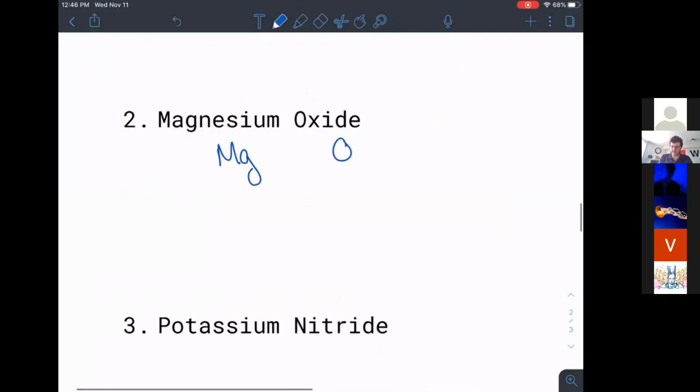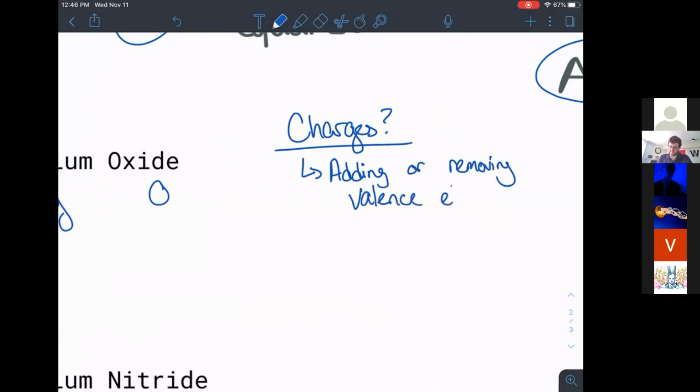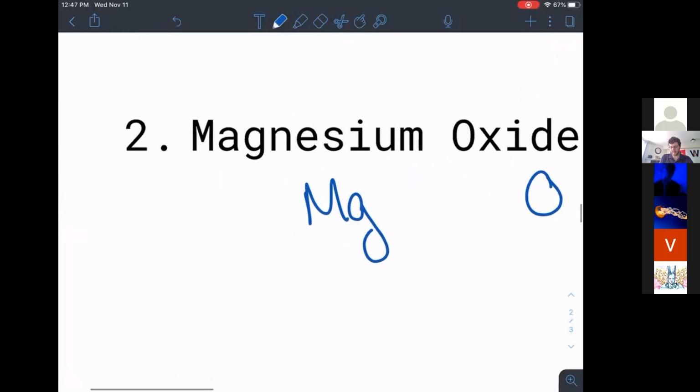So let's remember that our charges, where do we get those charges from? How do we get a charge on an atom? By adding or removing their electrons. All right, we're adding or removing valence electrons. And how many valence electrons does each element want to have? 8. They always want 8. And how many does magnesium have normally? 2. It has 2 valence electrons. And so how many valence electrons is it going to gain, or how many valence electrons is it going to lose?